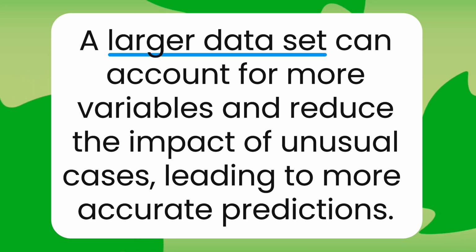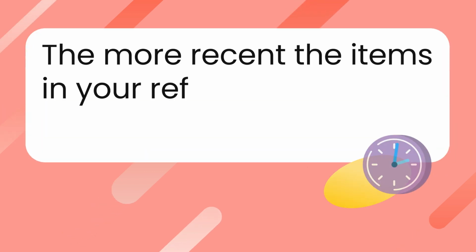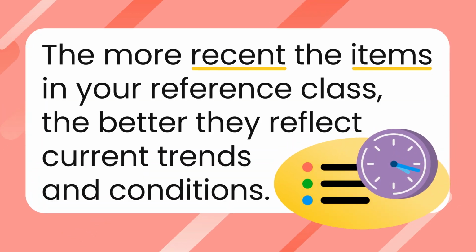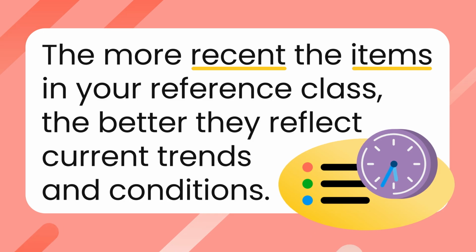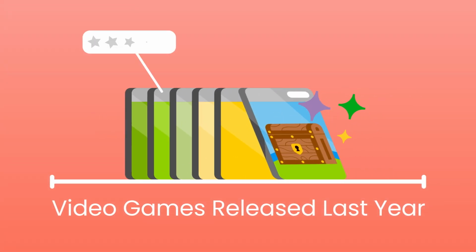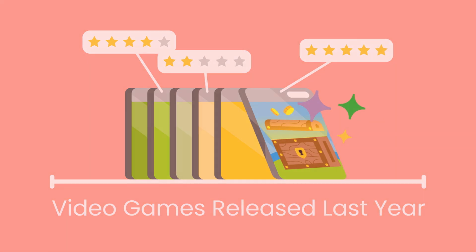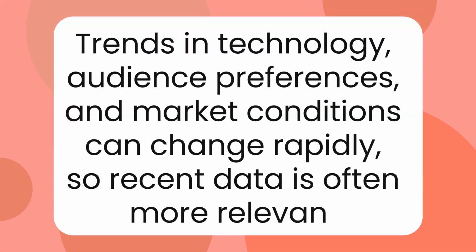Key number 3, recency. The more recent the items in your reference class, the better they reflect current trends and conditions. For example, video games released last year are a better comparison for a new game than ones released a decade ago. Trends in technology, audience preferences, and market conditions can change rapidly, so recent data is often more relevant.